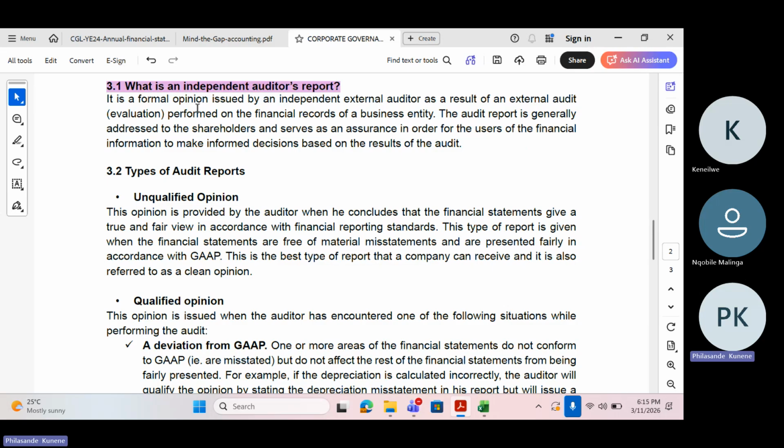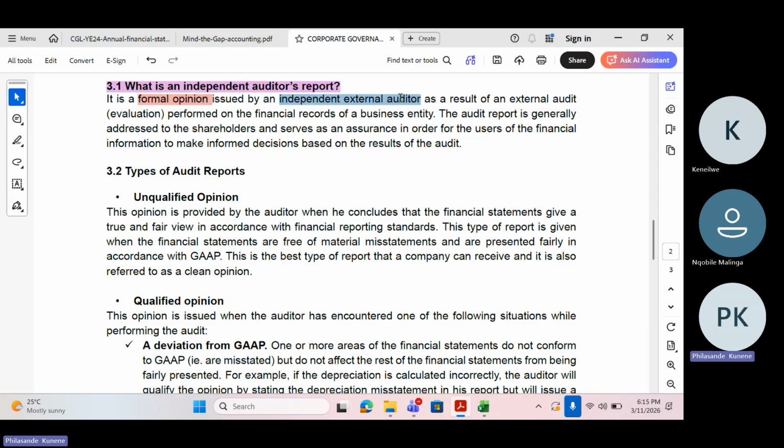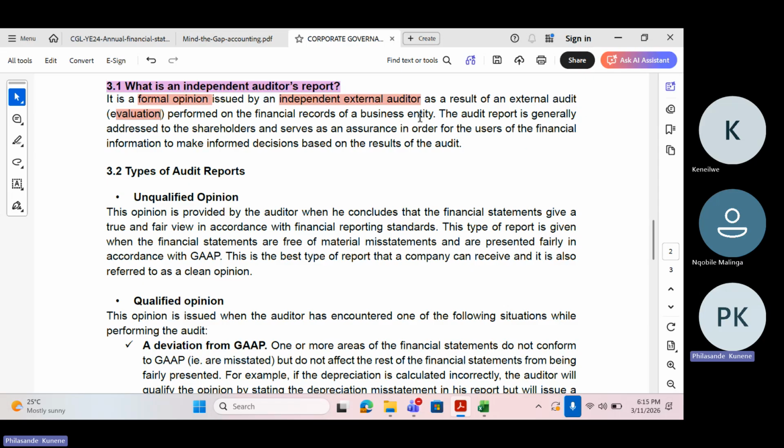Look, independent auditor's report, it is a formal opinion, right? It is a formal opinion issued by an independent external auditor as a result of an external audit, which is an evaluation that has been performed on the financial records of a business entity. So which means now the external auditors have to perform what? An evaluation on the financial records of the business, then they're going to issue a formal opinion.